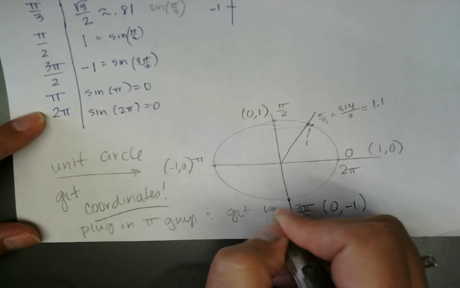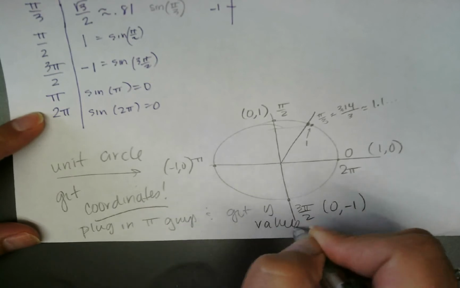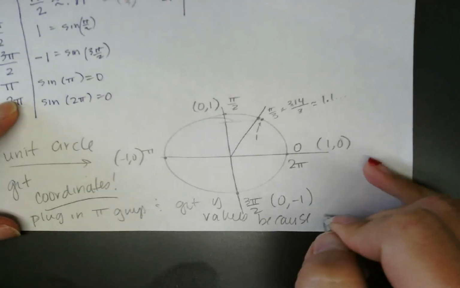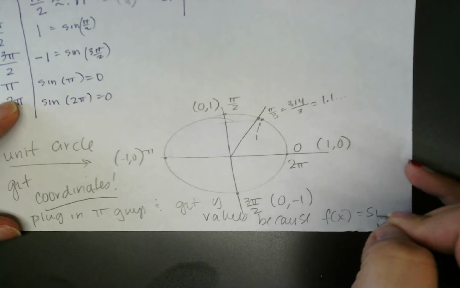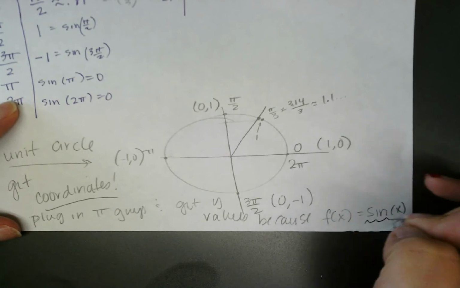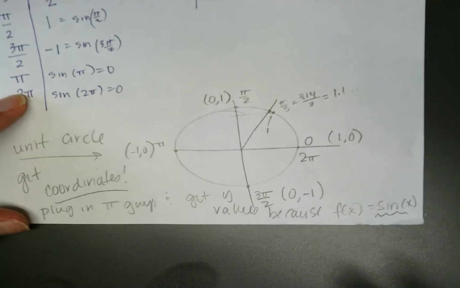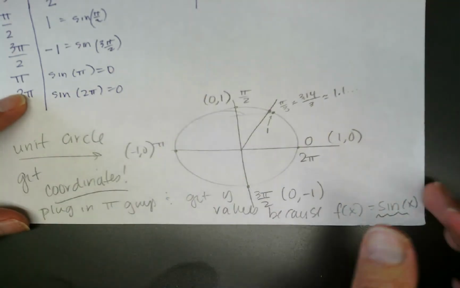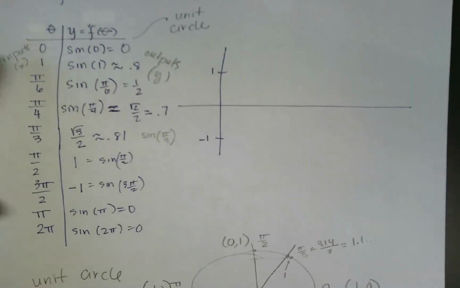And get y values, because f of x equals sine of x, or theta, or whatever. So we're working with the sine value. Okay. So this unit circle is to strictly get your input and output values. Okay, we have that table.